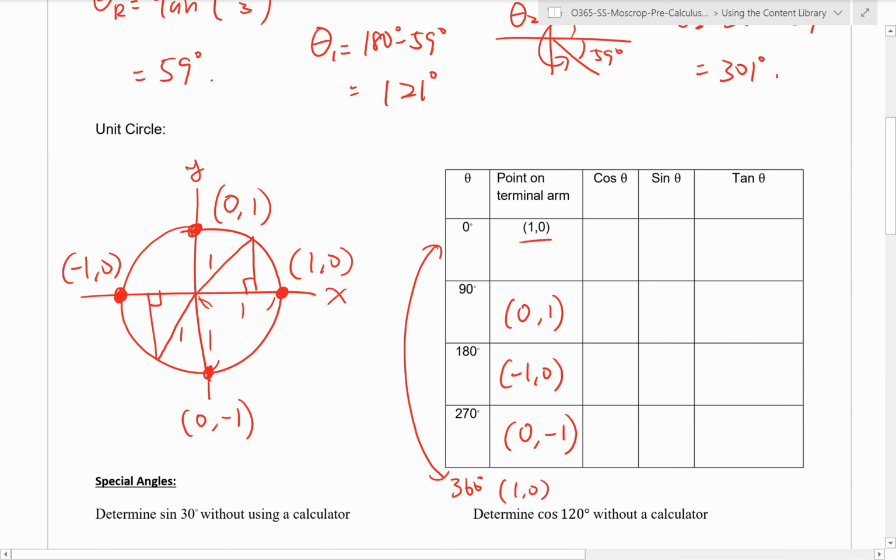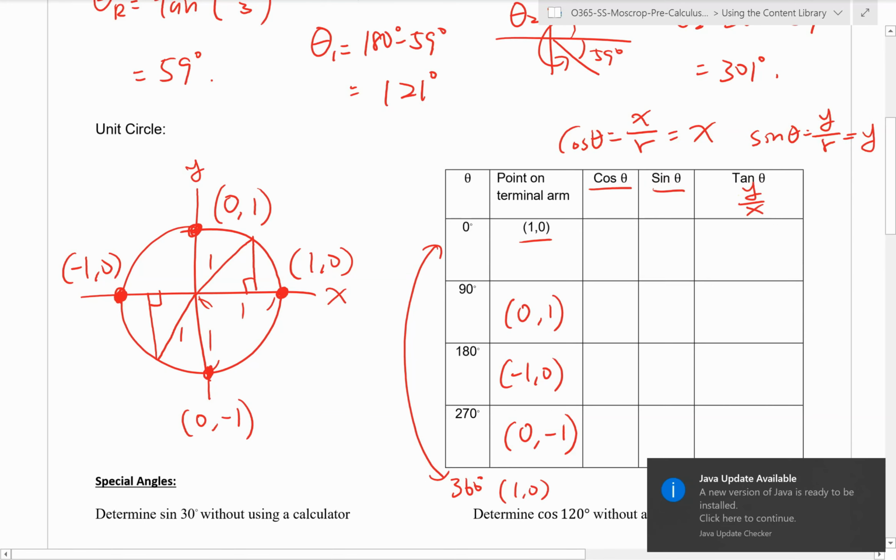Now, what do we do with the unit circle? What you need to recall is that cosine theta was equal to x divided by r. Because it's a unit circle, cosine theta is simply x, because x divided by 1 is just x. Sine theta was y over r, and again, because r is 1, sine theta is simply y. And recall tangent theta was y over x.